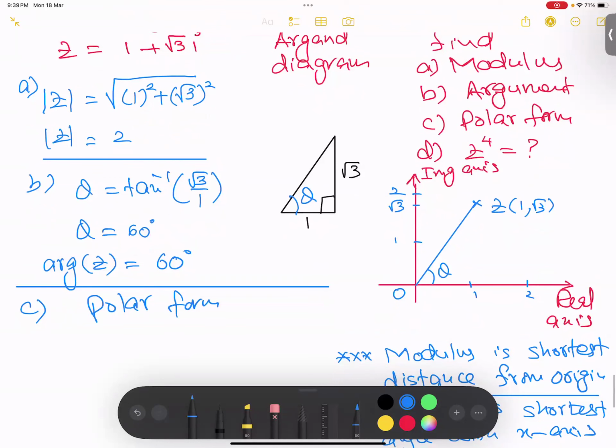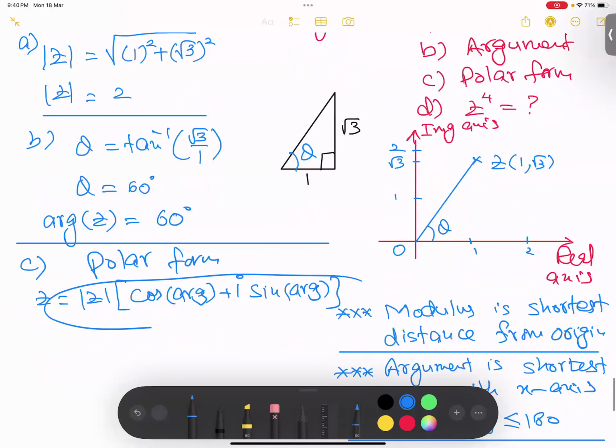Okay, polar form is a special format. And what is the format I write for you? Outside the modulus, bracket open, then I always write cos of the argument in the bracket plus sin of the argument in the bracket, and I must write iota. Whether you write iota before or after, no problem at all. I write iota here. So this special format is called a polar form.